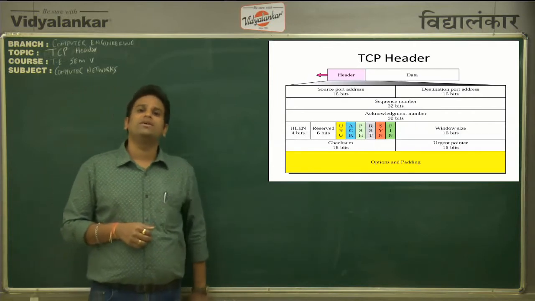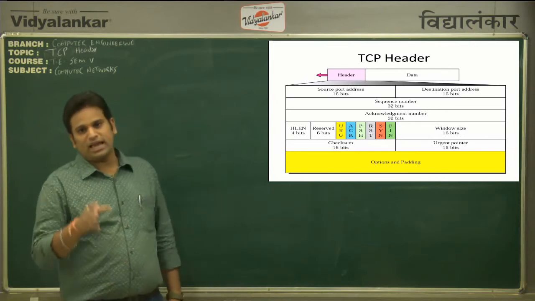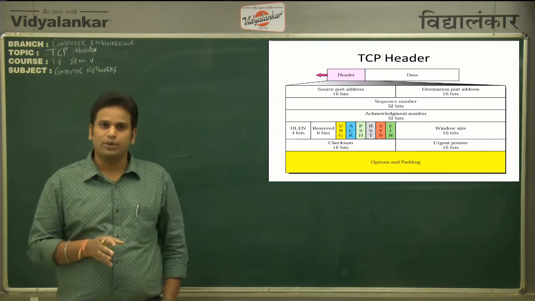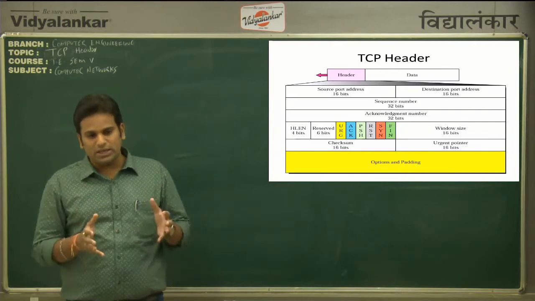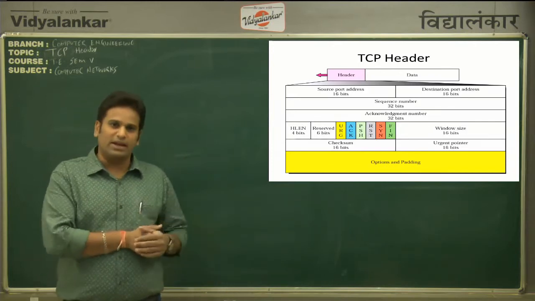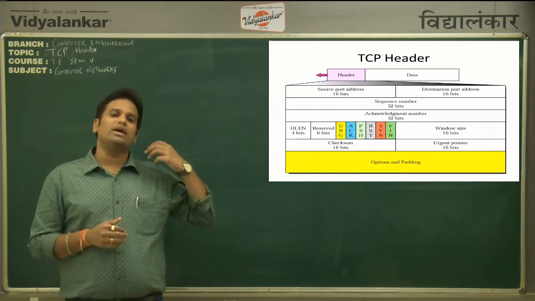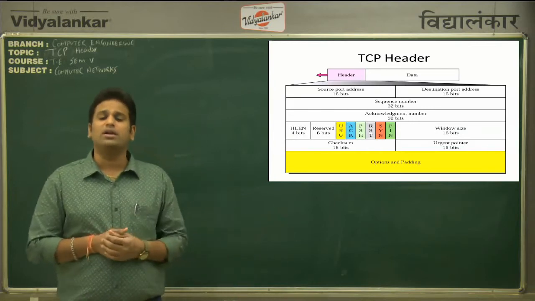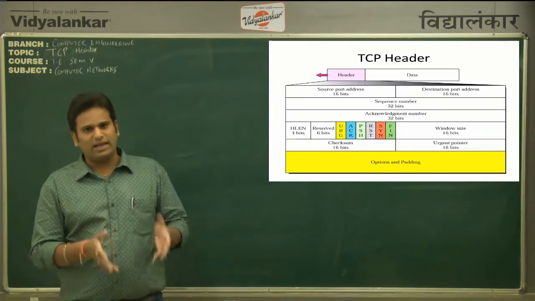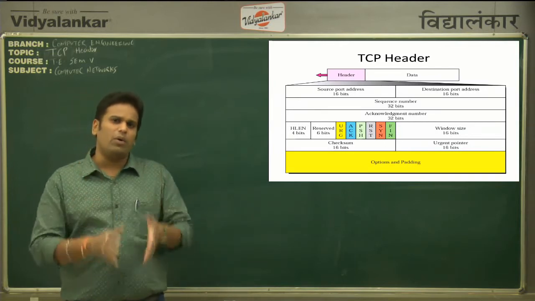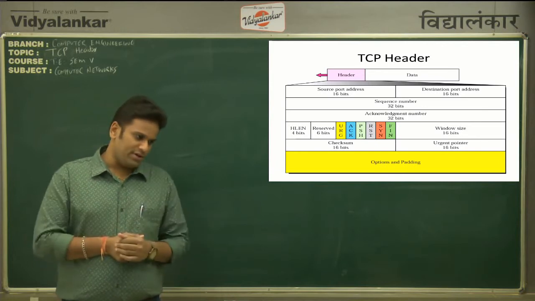Then what you can see is the window size. Window size, as you can see, is of 16 bits. This window size is actually the size of the buffer at the receiving end. So whenever the sender establishes a connection with the receiver, the receiver will advertise its window size, which is nothing but the maximum amount of data it can receive.